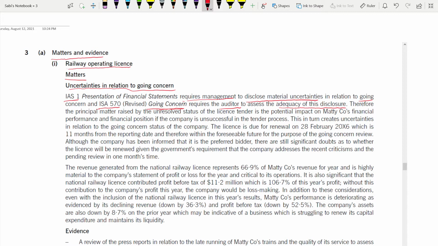Therefore, now you're explaining this. You have explained the duties of management as well as the auditor. Now next, so therefore, the principal matter raised by the unresolved status of the license tender is the potential impact on the betting company's financial performance and financial position if the company is unsuccessful in the tender process. So you are telling what if they are unsuccessful? What could be the impact? This is a principal matter, that means a very important matter.